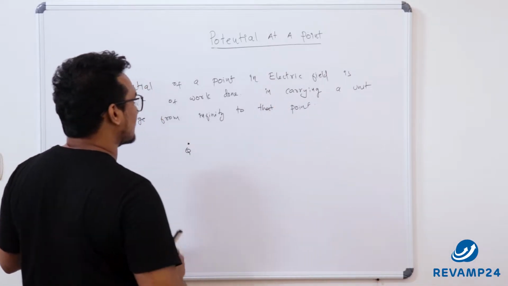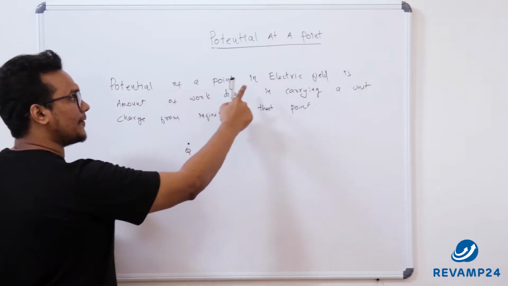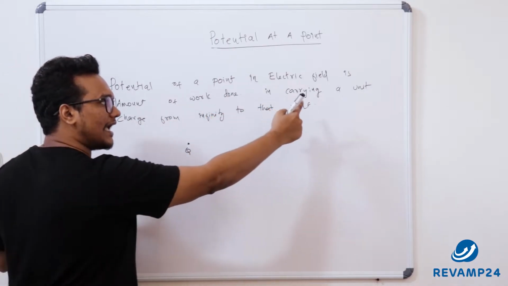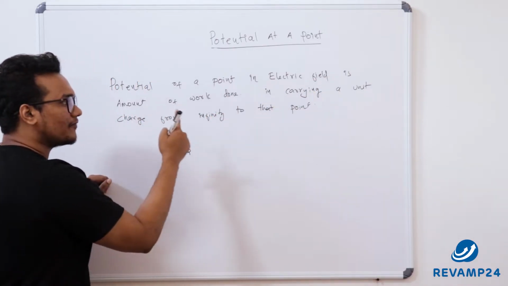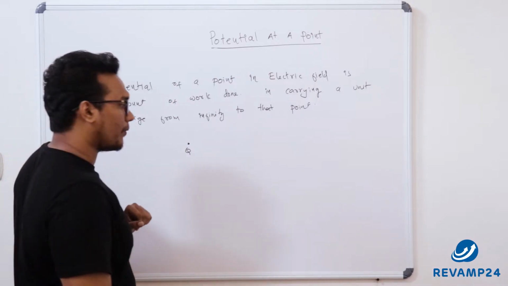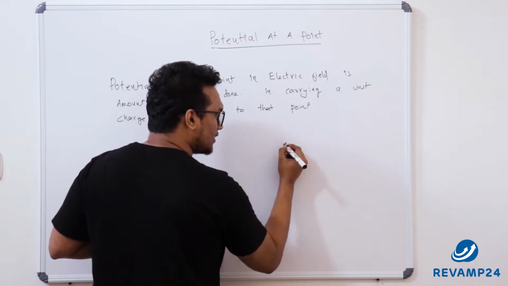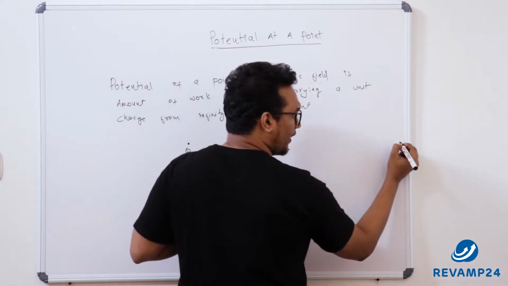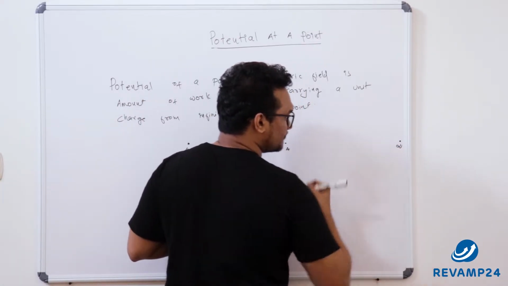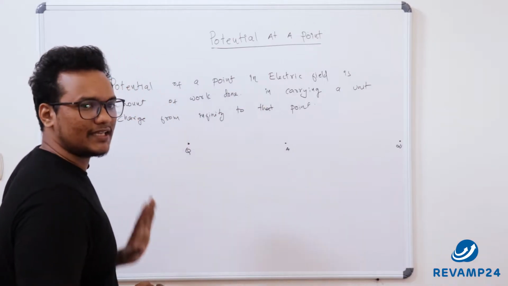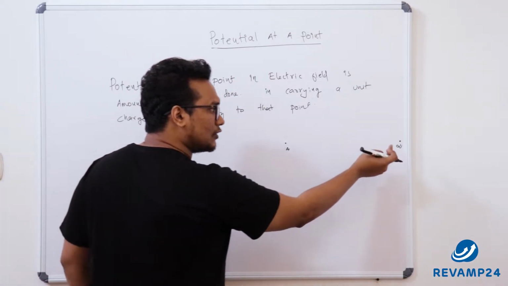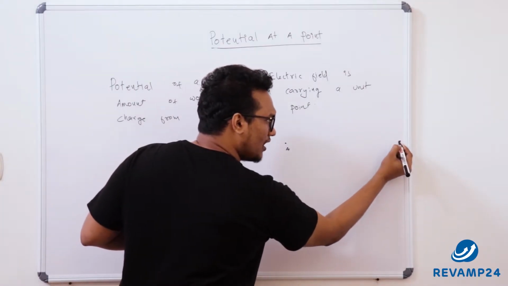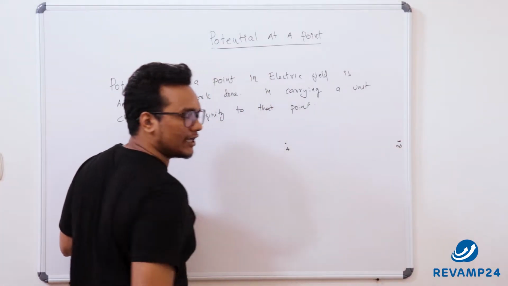As per the definition, the potential of a point in an electric field is the amount of work done in carrying a unit charge from infinity to that point. So let's say we are going to find the potential at this point, which is A, and the other point is at infinity. One thing is very clear: do we actually need to do work to move a small distance from infinity to a nearby point?